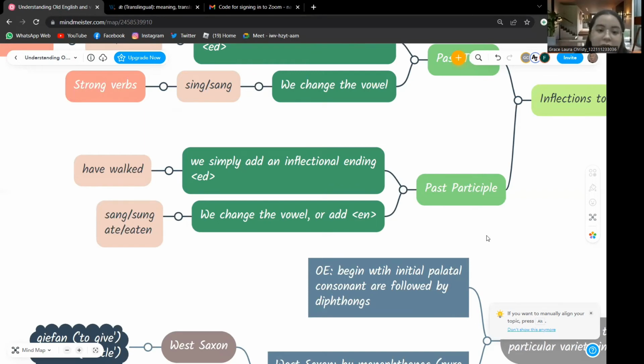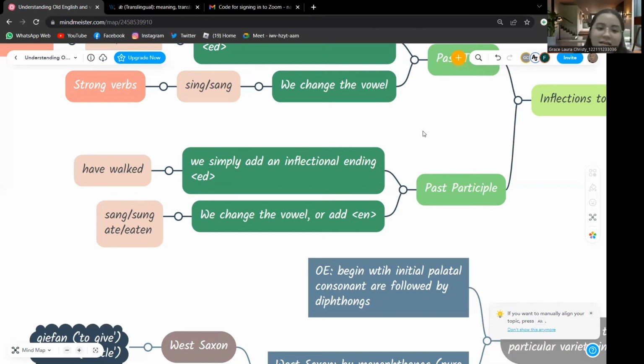Weak verbs form their past tense and past participle by adding -ed as the inflectional ending. Strong verbs, on the other hand, inflect in a different way. To form the past participle of a strong verb, either the vowel of the present tense form is changed, or we add -en at the end of the strong verb.